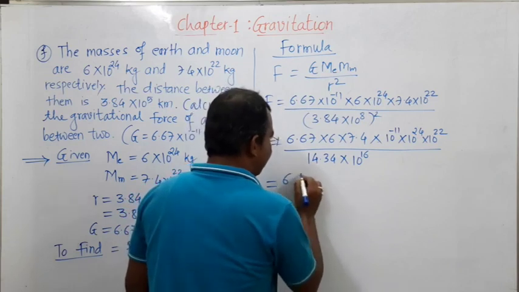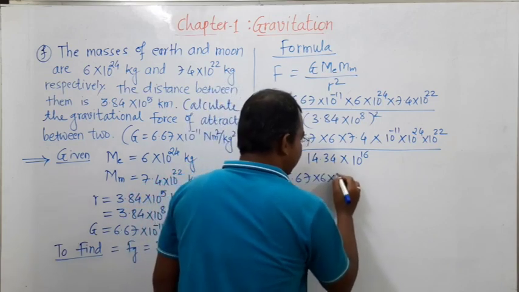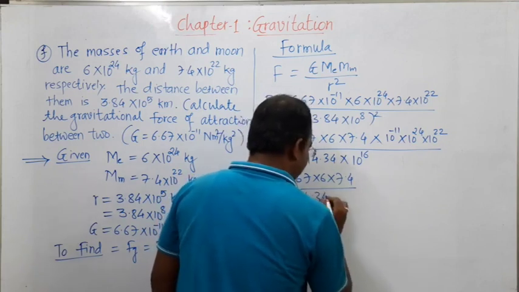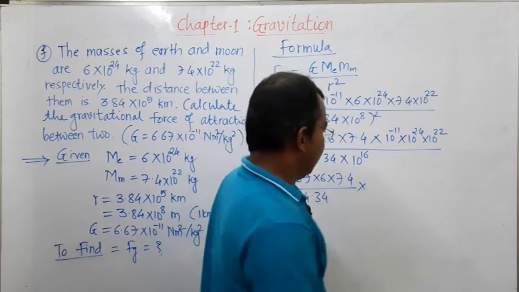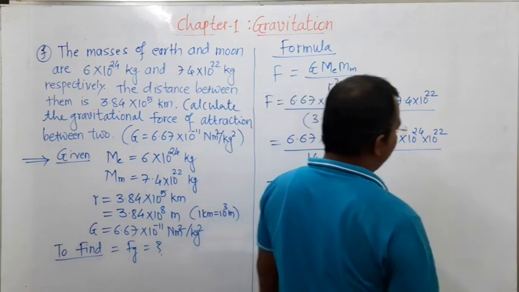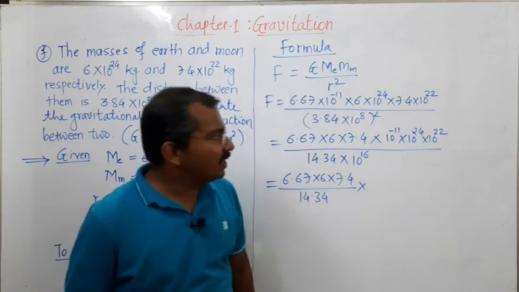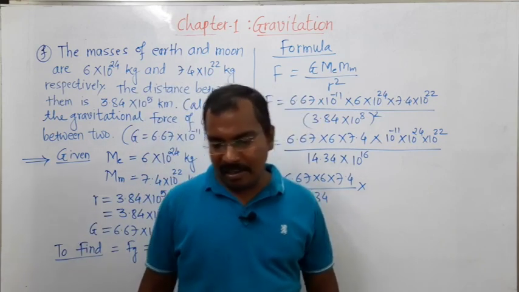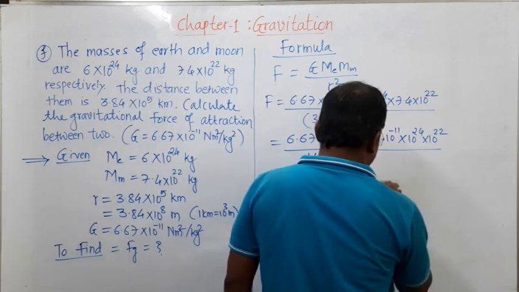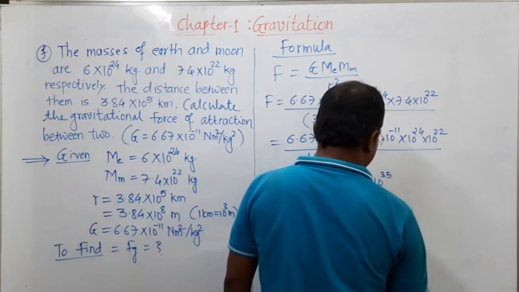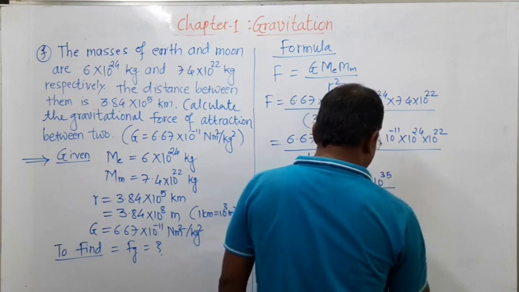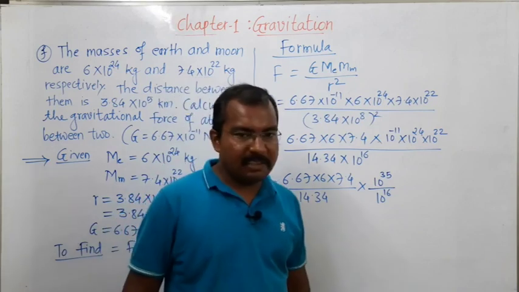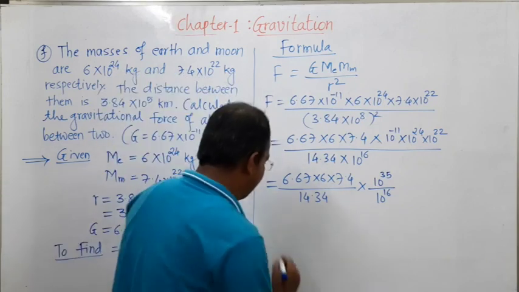Finally, 6.67 into 6 into 7.4 divided by 14.34 into. So this will be 24 plus 22, that is 46, and 46 minus 11 is 35, correct? 10 power 35 divided by 10 power 16. So this will again be 35 minus 16, that is 19. I will write this.